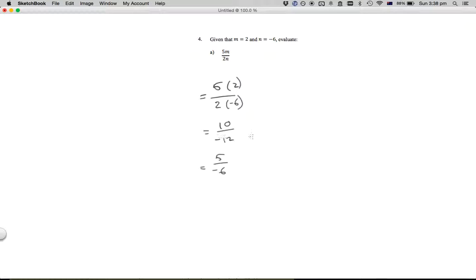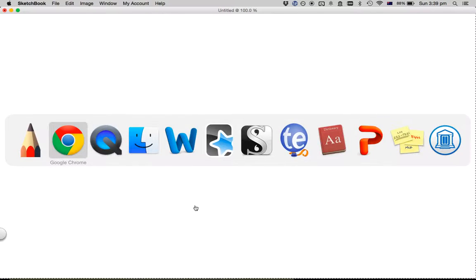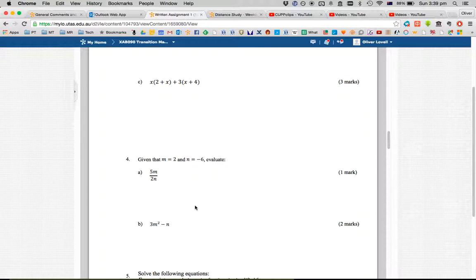And again, this was another convention. So we're just helping you with the grammar of mathematics here. We usually put the negative in front of the top number. So negative sign in front of top number. So that was the key point there. Again, correct, but this one's just more in line with convention. What was next? Page 5 didn't have too many common errors.